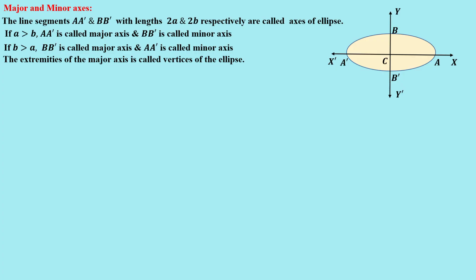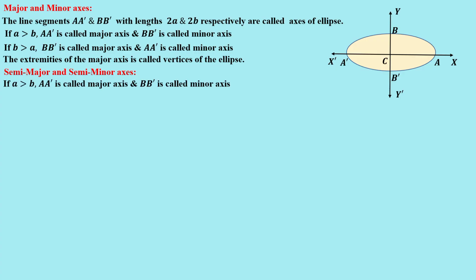The extremities of the major axis are called the vertices of the ellipse, that is, the end points of the major axis. Suppose A A dash is the major axis, then A and A dash are called the vertices. Suppose B B dash is the major axis, then B and B dash are called the vertices.